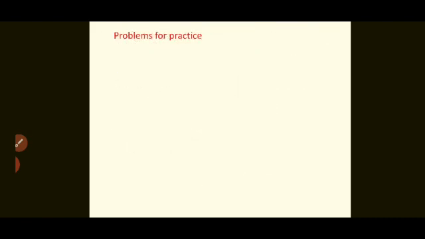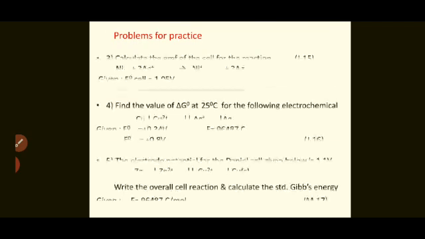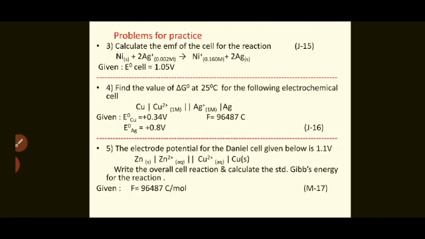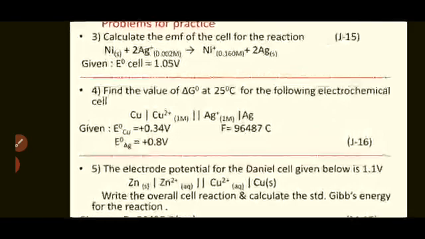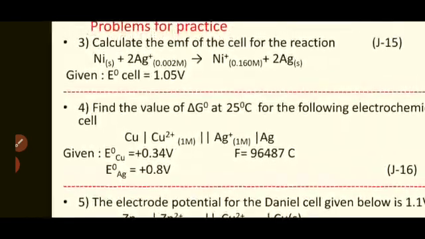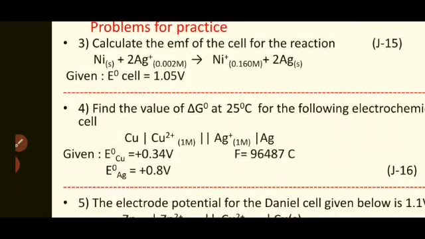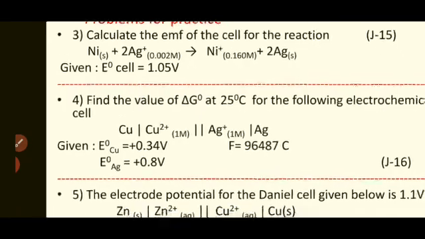Now, I have given some problems for practice which are similar to those that appeared in previous year question papers. So, here are the problems. Calculate the EMF of this cell. Here the E naught cell value is already given, and molar concentrations are given for Ag ions and Ni ions. So, you have to apply the Nernst equation for this, and this problem was asked in July 15.